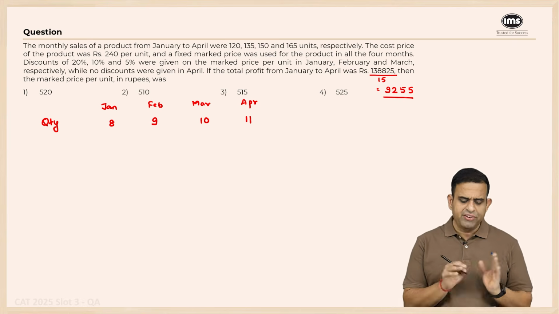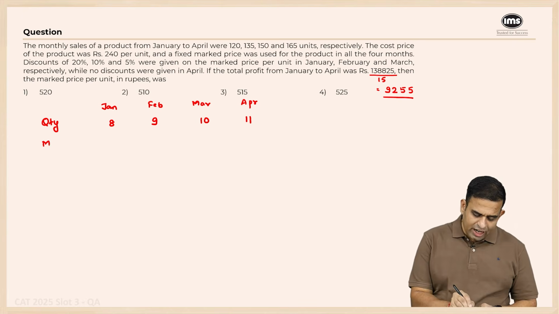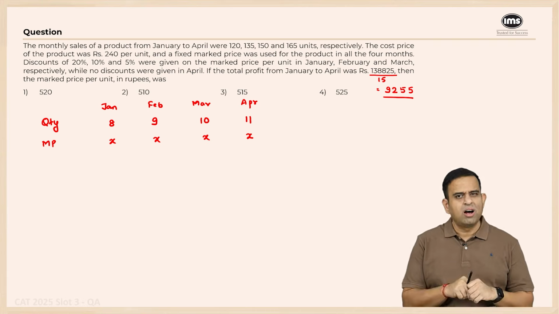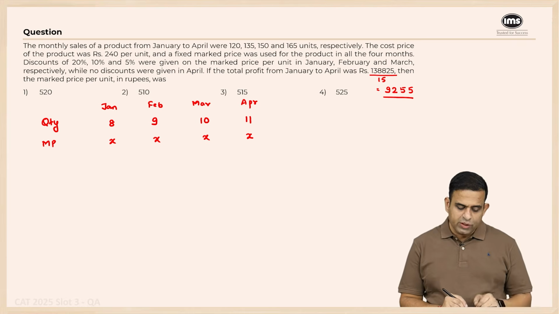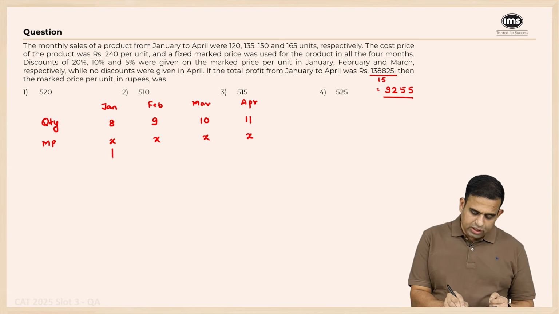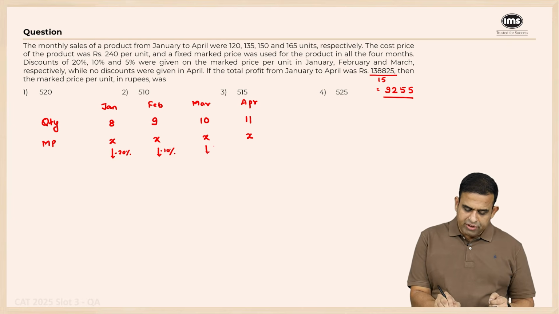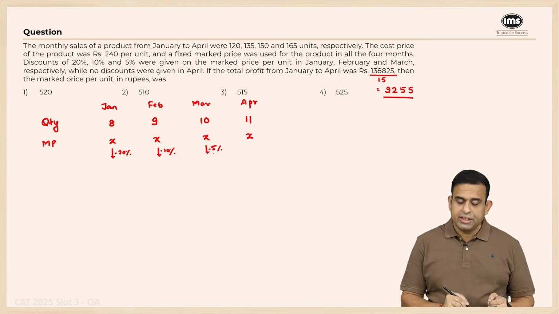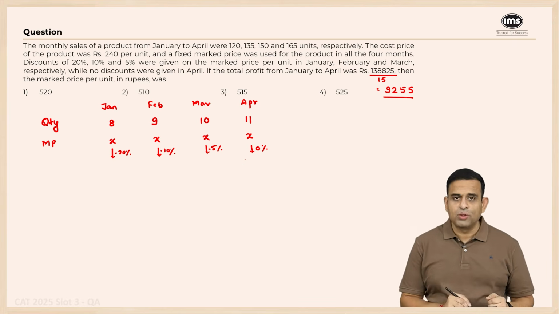Now what is known: we have a fixed mark price kept for each of the 4 months. I'm just writing here the marked price was, suppose, X, X, X, X. I could have avoided this particular line, but I kept it. Now in the month of January, you have offered a 20% discount, 10% discount in the month of February, 5% discount in the month of March, and 0% discount in the month of April.